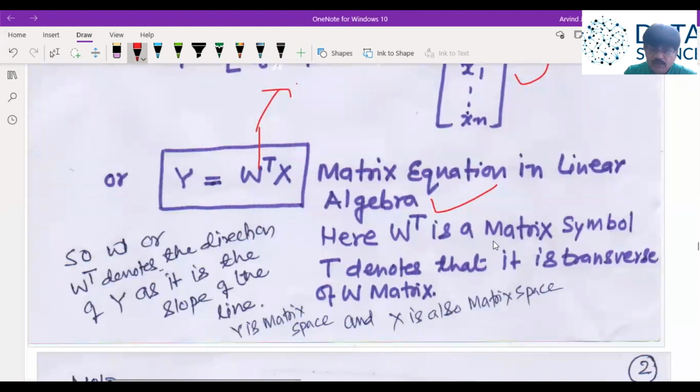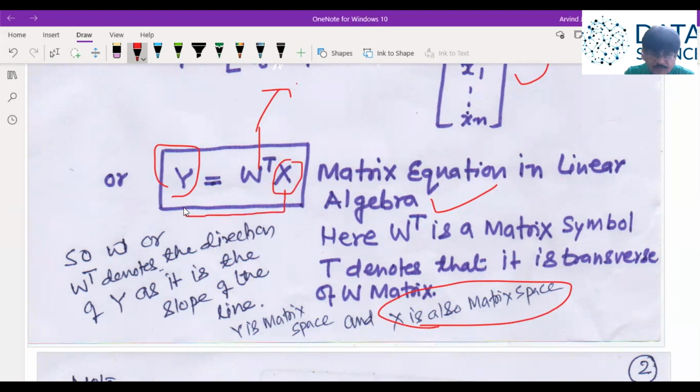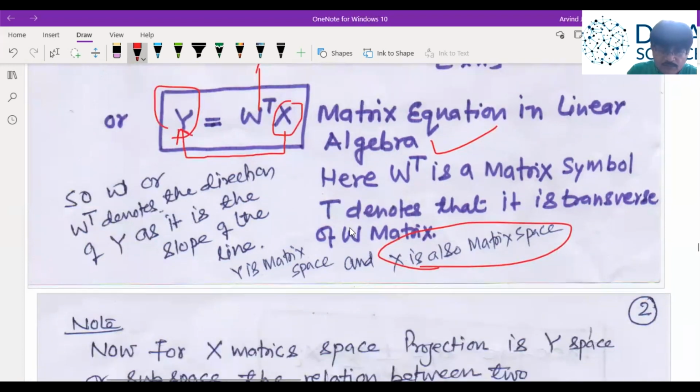Here WT is a matrix symbol. T denotes that it is the transpose of the W matrix. So WT denotes the direction of y, as it is the slope of the line. Y is a matrix space and X is also a matrix space. So we have to create a matrix space in LDA. We have this X space and we have to reduce the features or dimensions with the help of a set of rules, the algorithm of LDA.